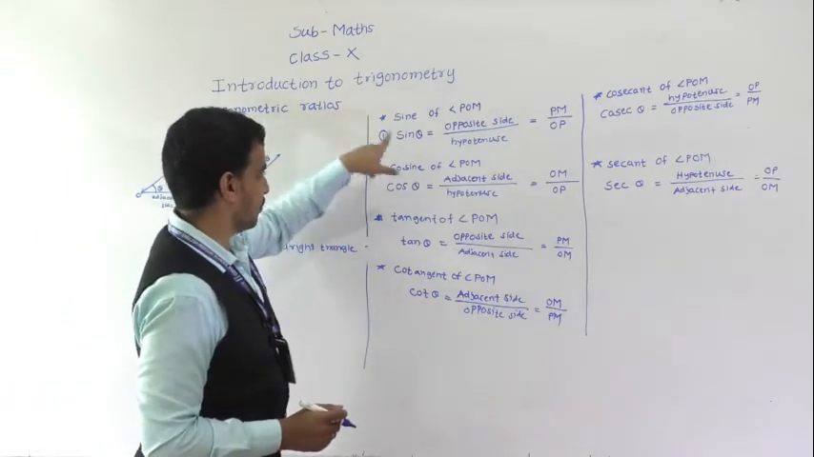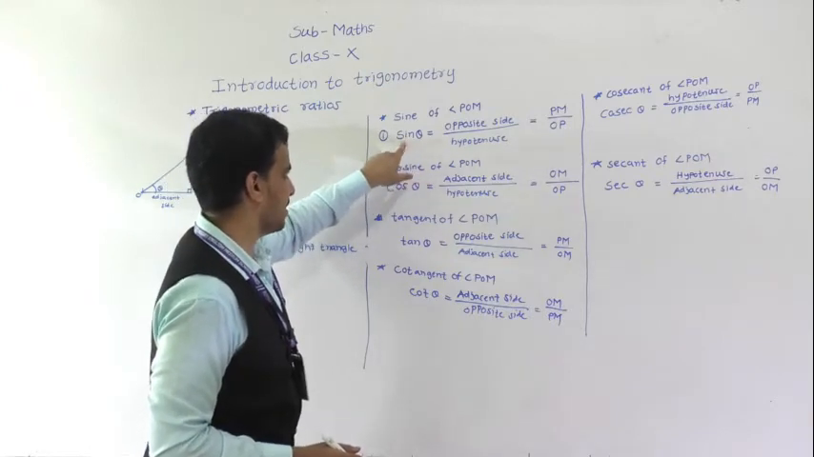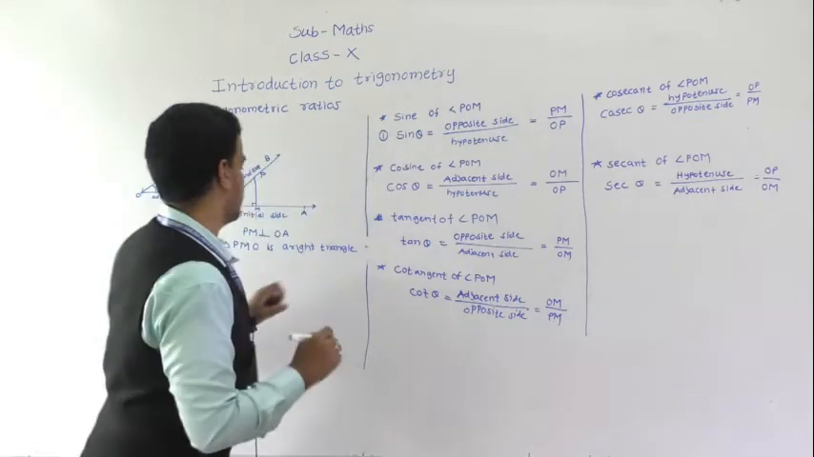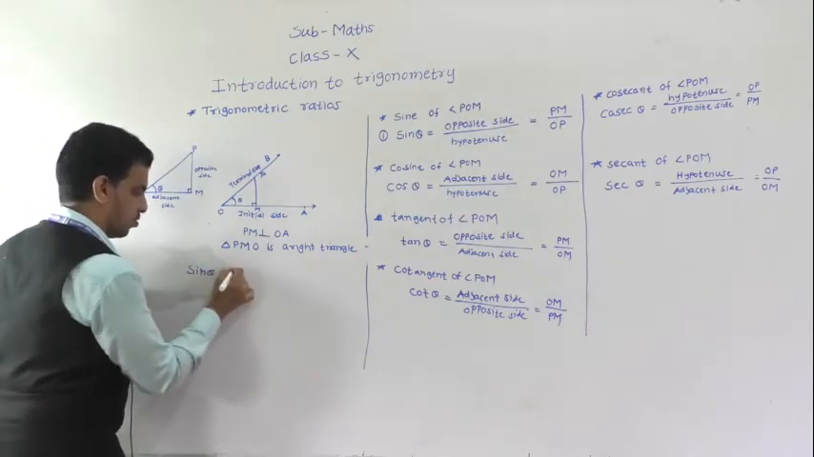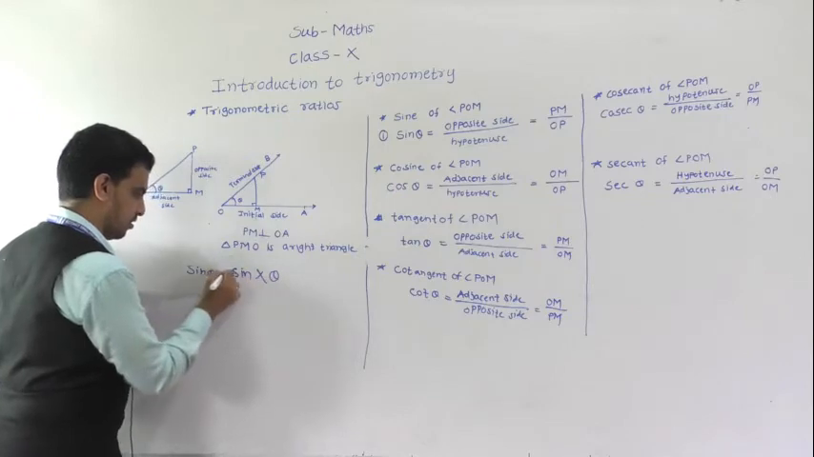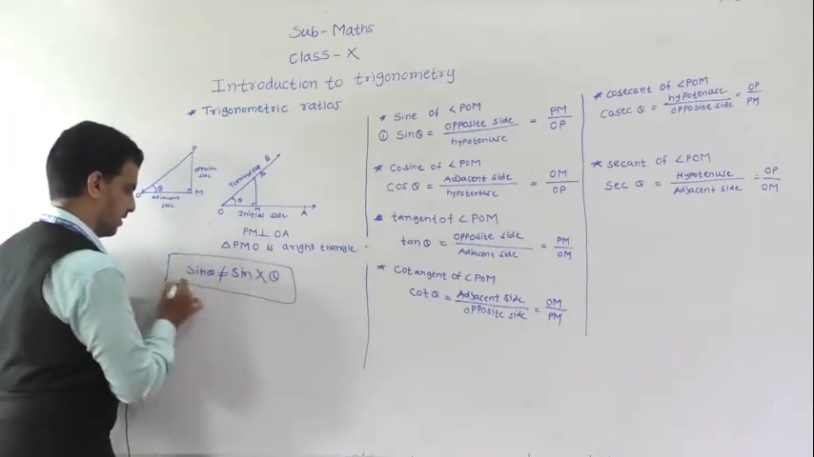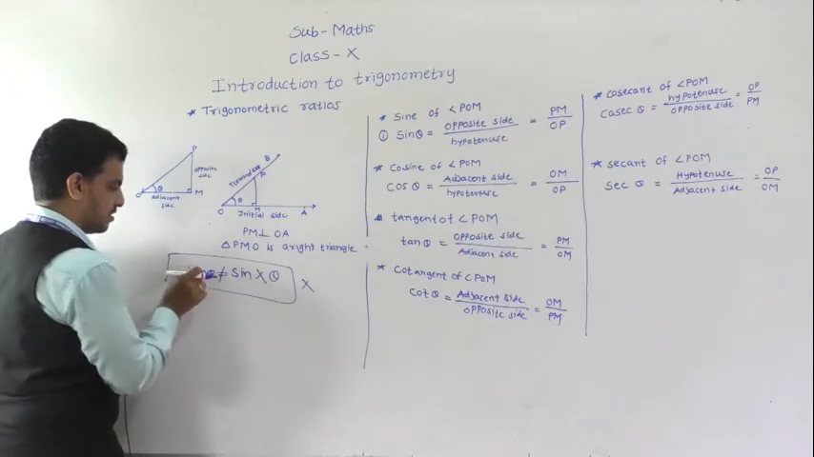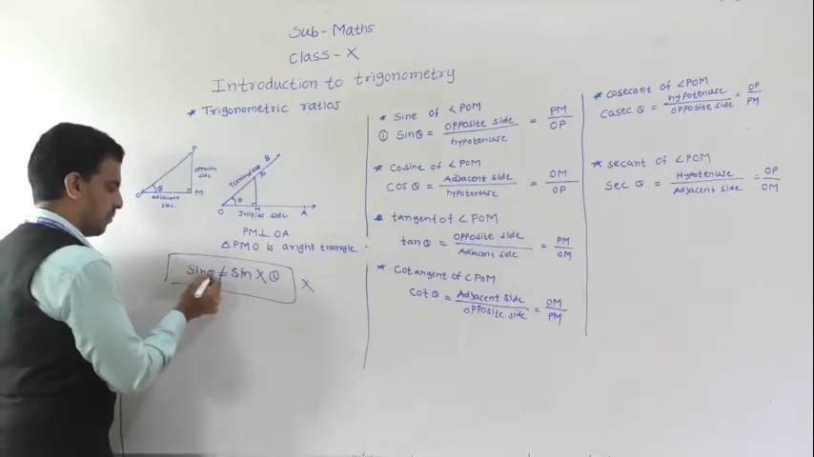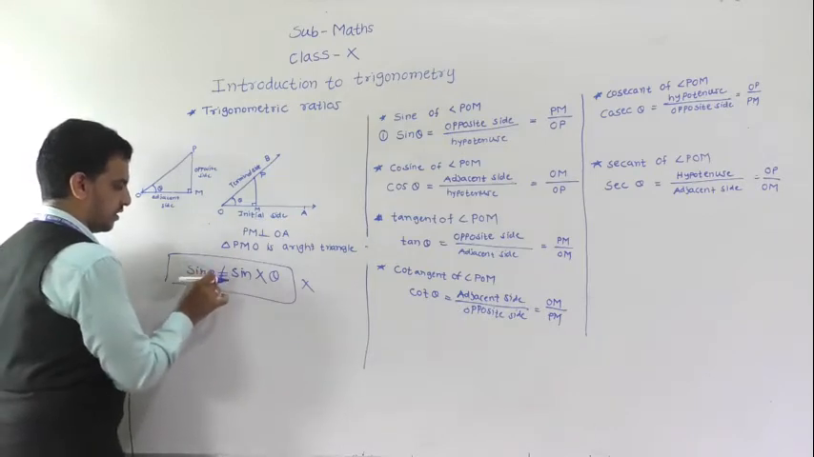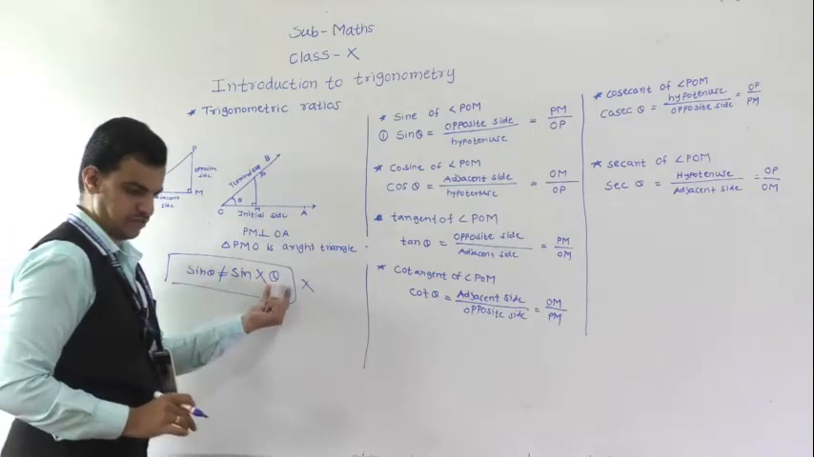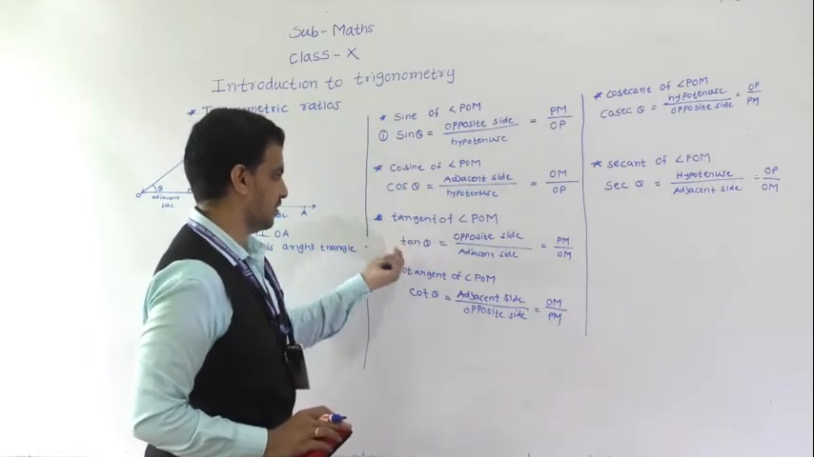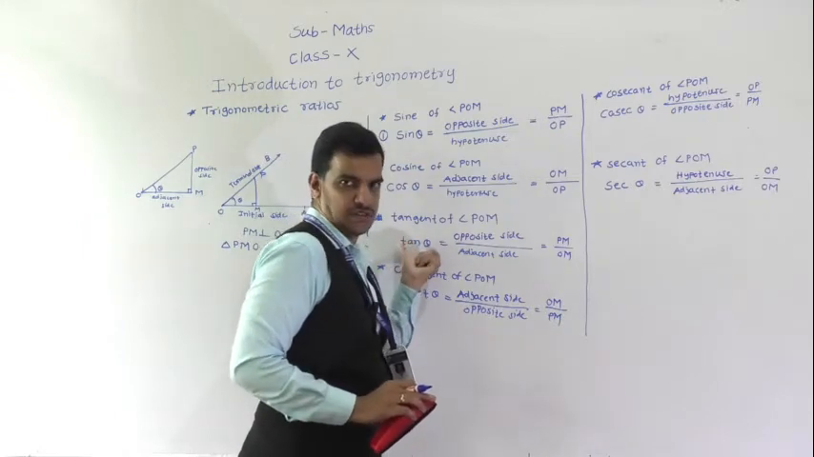One more important thing is that sin theta does not mean sin multiplied by theta. Don't write it in this way, sin into theta; that is wrong. Sin is a function, and we apply this function on theta. So sin theta, cos theta or tan theta is not a multiplication.